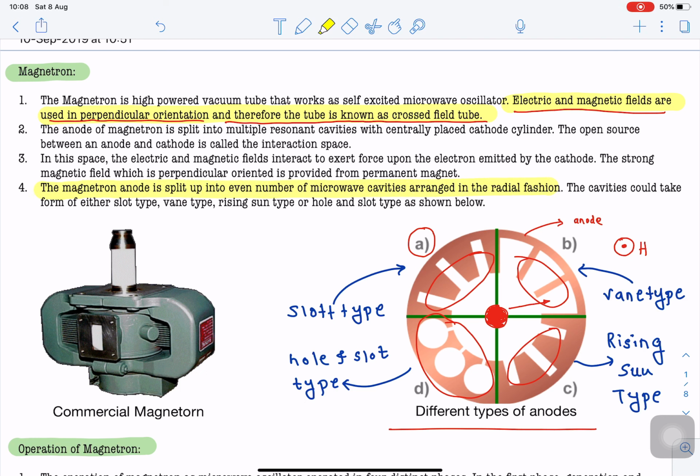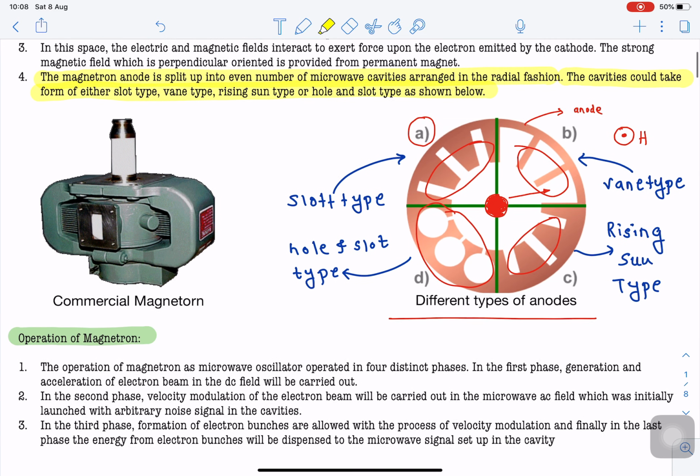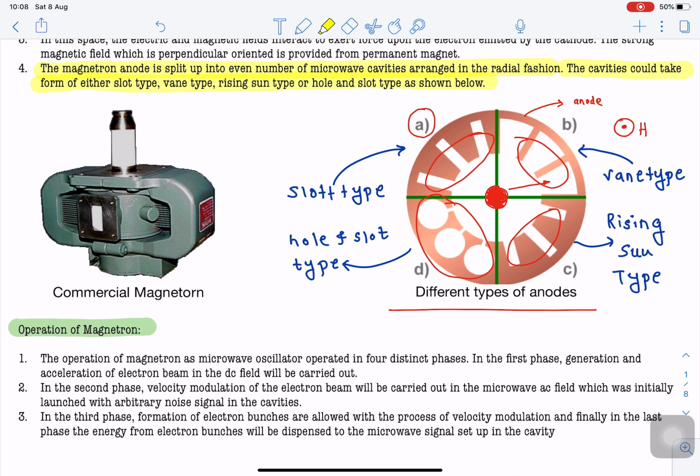So the cavities could take the form of either slot, vane, rising sun type, or hole and slot type. Those are discussed here. The cavities of the anode can take any particular configuration. Rising sun type and hole and slot type are the most commonly used types of anode splitting.